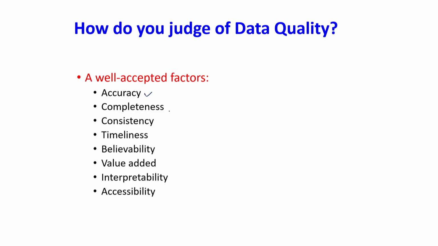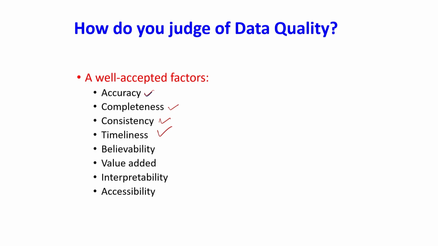Then, completeness is another factor, the biggest factor. Completeness means it is complete, there is nothing missing. Consistency, there are other factors also. Timeliness: some data are updated only every 6 months, right.